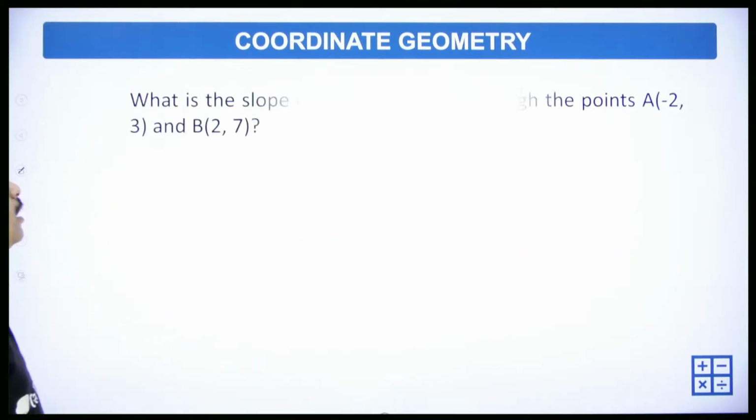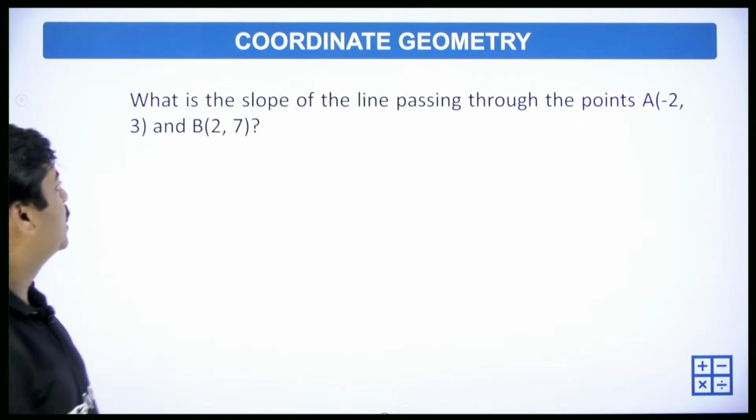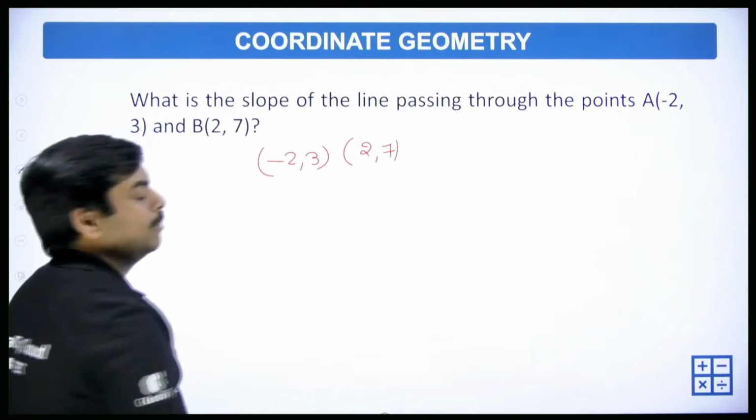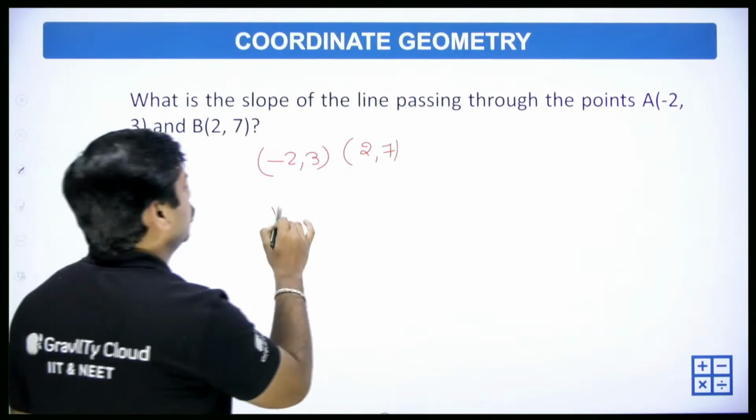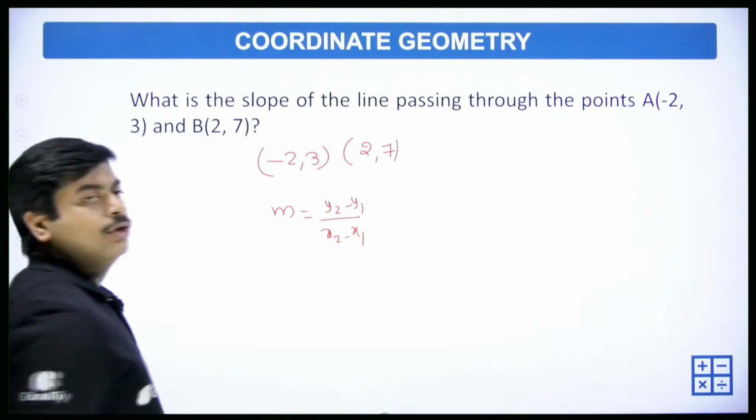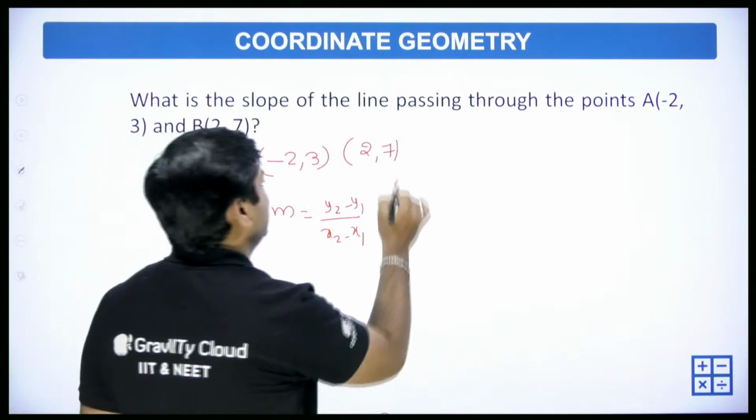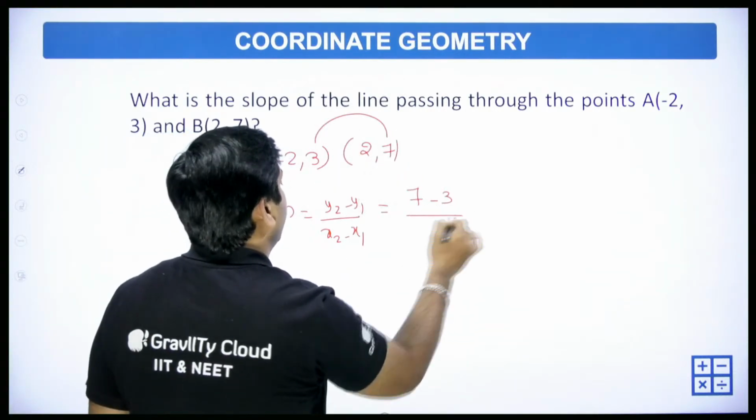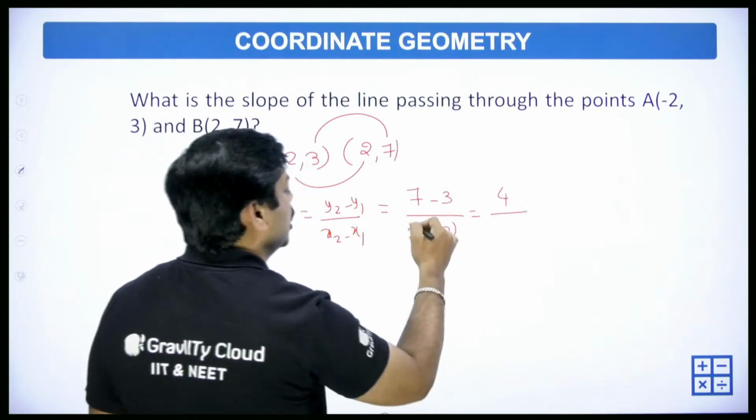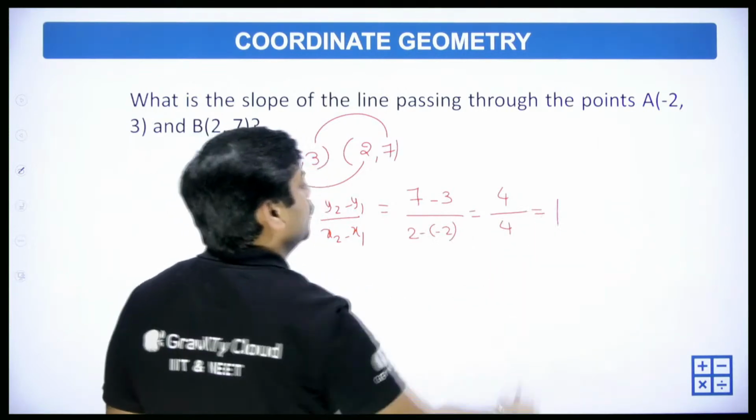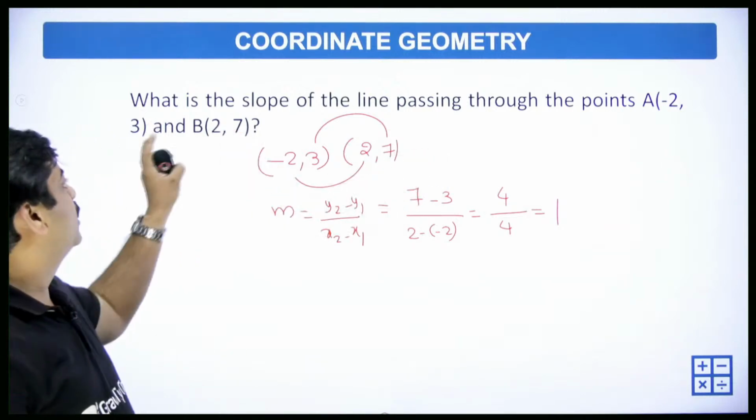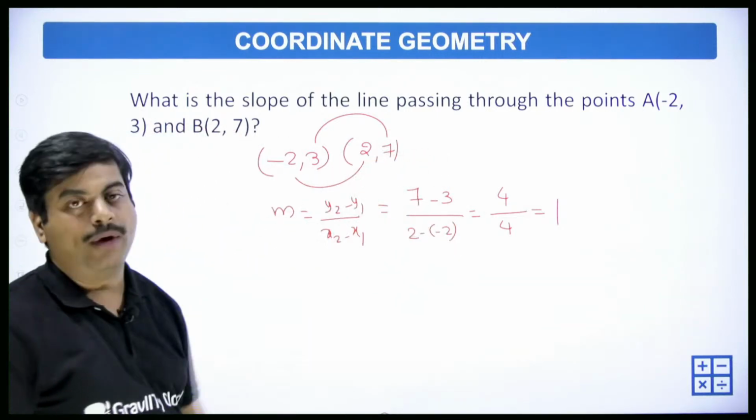Let's move to one more question. What is the slope of the line passing through the points (-2, 3) and (2, 7)? The slope is equal to y2 minus y1 by x2 minus x1. So 7 minus 3 by 2 minus of minus 2. 7 minus 3 is 4, by 2 plus 2 is again 4, which is equal to 1. The slope of the line joining A(-2, 3) and B(2, 7) is 1.